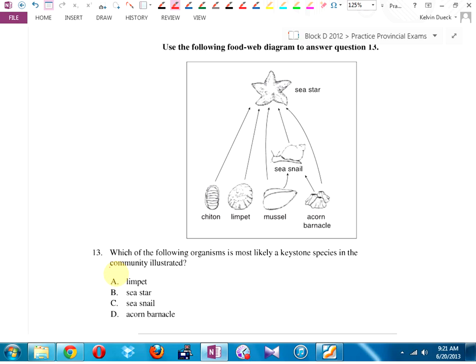A food web diagram says, which of the following is most likely a keystone species in the community illustrated? The one that's got the most arrows hitting it, if you're looking for a way to remember. But yeah, that's the one that seems to be involved with the most different little populations. So if something goes wrong with the sea star population, that tells you there's something major going on somewhere. Or if you have an increase in the sea star population, that's going to affect all of the populations below it.